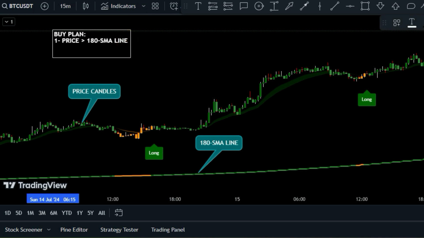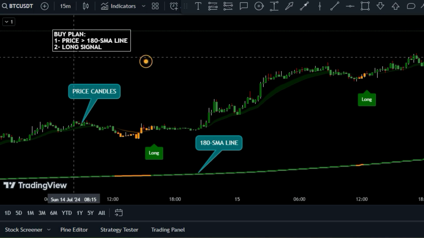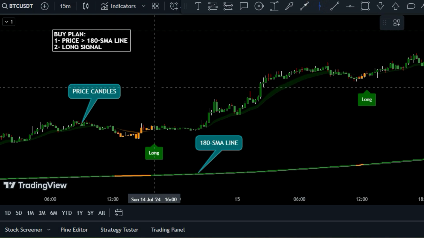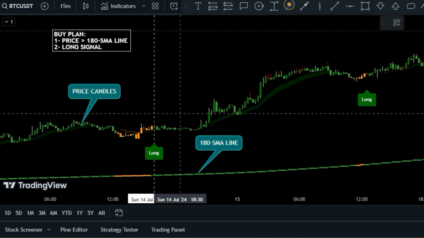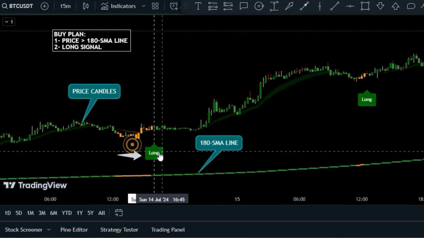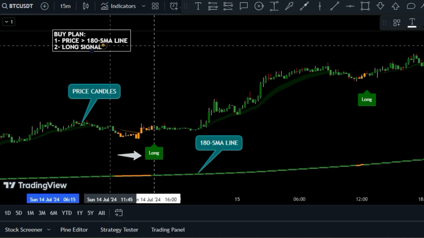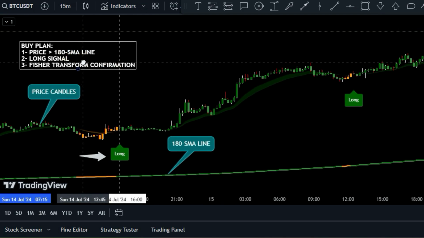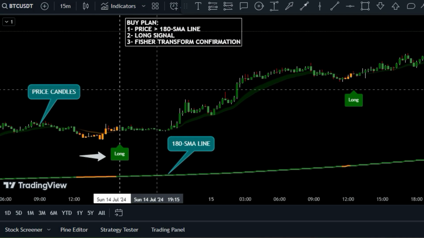After that, keep your eyes peeled for a long signal from the EMA Cross Plus Trend Channel indicator. This is a green light telling us it's a good time to consider a buy trade. And after that, double check the Fisher Transform indicator is on board with the buy signal. The histogram should be white and above the zero line, giving us a thumbs up.